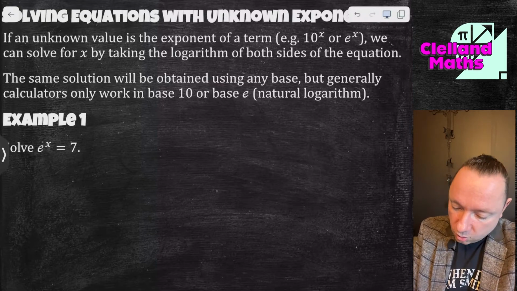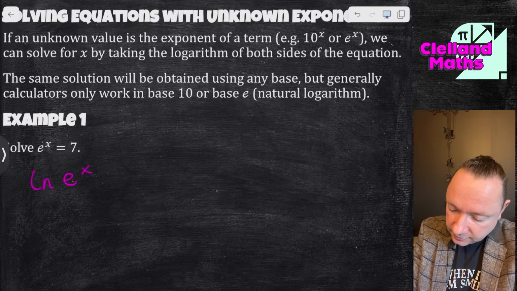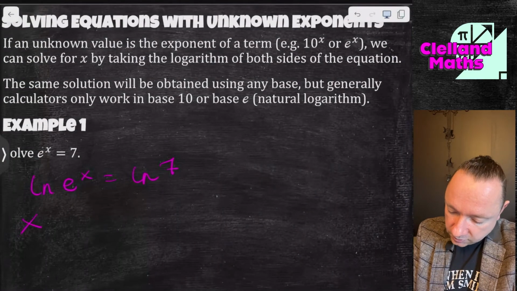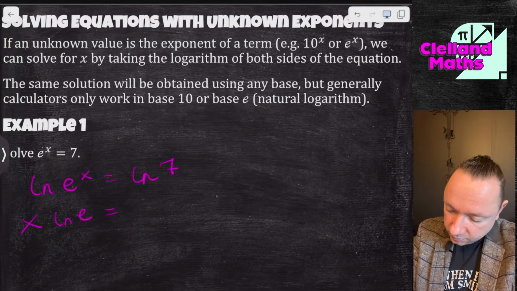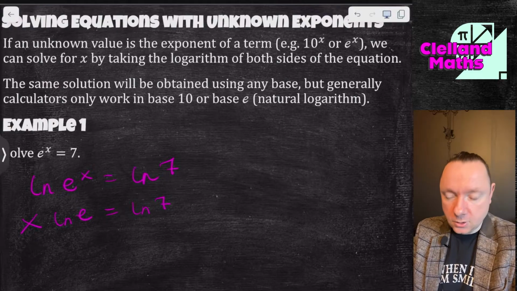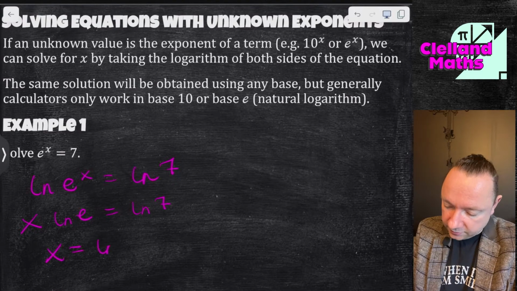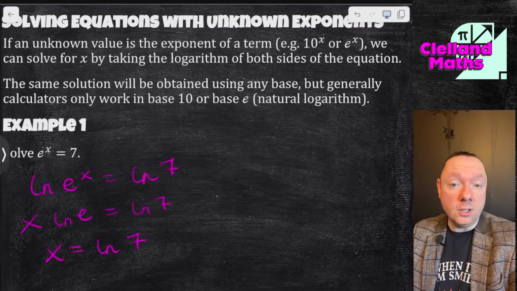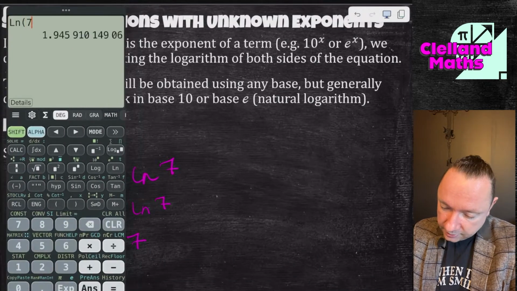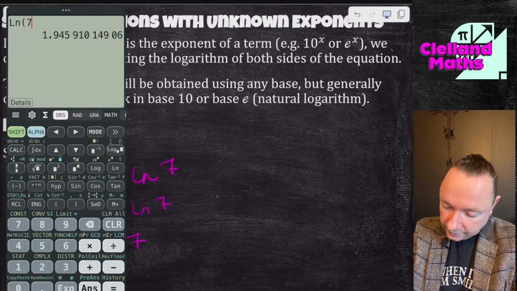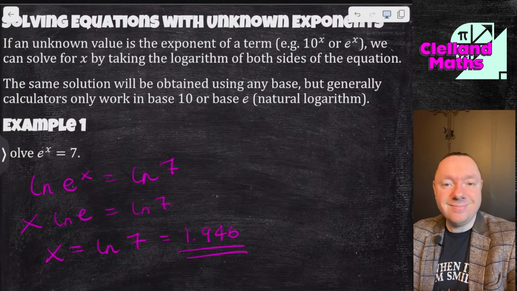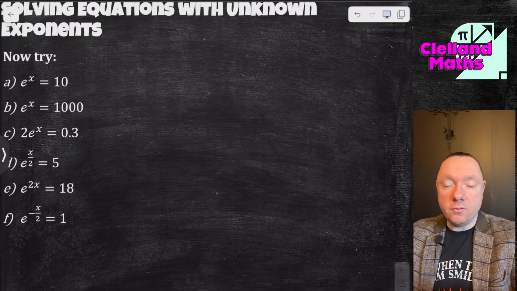But since it's natural logs, we can just say ln e to the x equals ln 7 to keep it balanced. And then x comes to the front, we've got x ln e equals ln 7. But remember, ln e is always 1. So that means that x equals ln 7. And we're done there. We could just work that out using a calculator. ln 7 is 1.946. And we're done there. Let's look at another few of solving equations with unknown exponents.